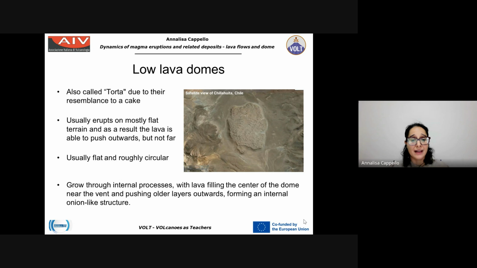The thickness and diameter of these domes can be very different, from a few meters to nearly a kilometer, and can also be several kilometers in diameter. They grow through internal processes, with the lava that fills the center of the lava dome near the vent and pushes outwards the older layers. So inside they have an onion-like structure.